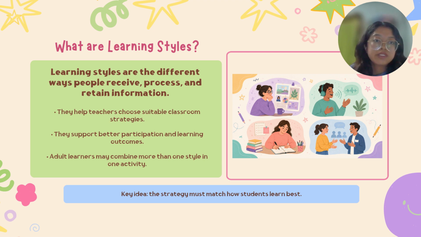So the learning styles help the teacher choose suitable classroom strategies and also better support participation and learning outcomes. Also, adult learners may combine more than one learning style in the same activity. So, the key idea here is that teaching strategies should consider how a student learns best.